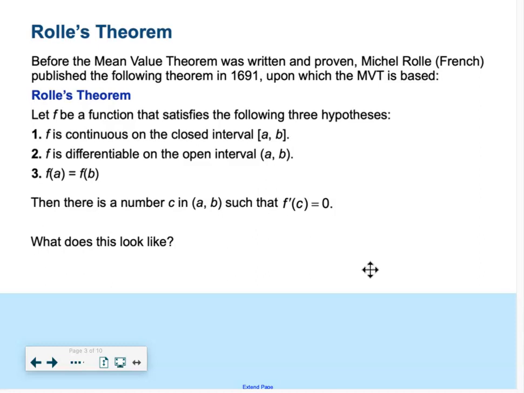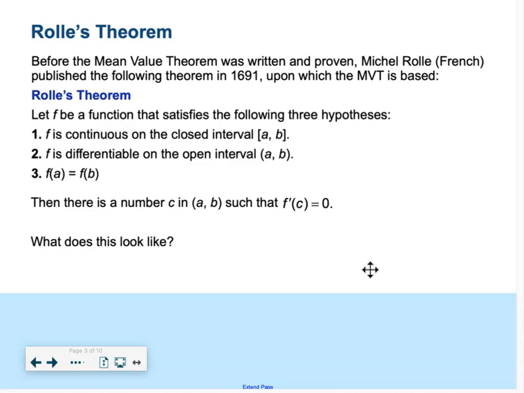Then the next requirement for Rolles is that the function has to be differentiable on the open interval from a to b. You can't be differentiable at an endpoint, so you'll never be differentiable on a closed interval. Unless, I guess I could make an exception, that closed interval is within an open interval that the function is differentiable on, and you just want to focus in. But you'll always just say differentiable on the open. And then the third requirement for Rolles' theorem is that the endpoints have to have the same y values. So continuous, differentiable, and the endpoints have the same y values.